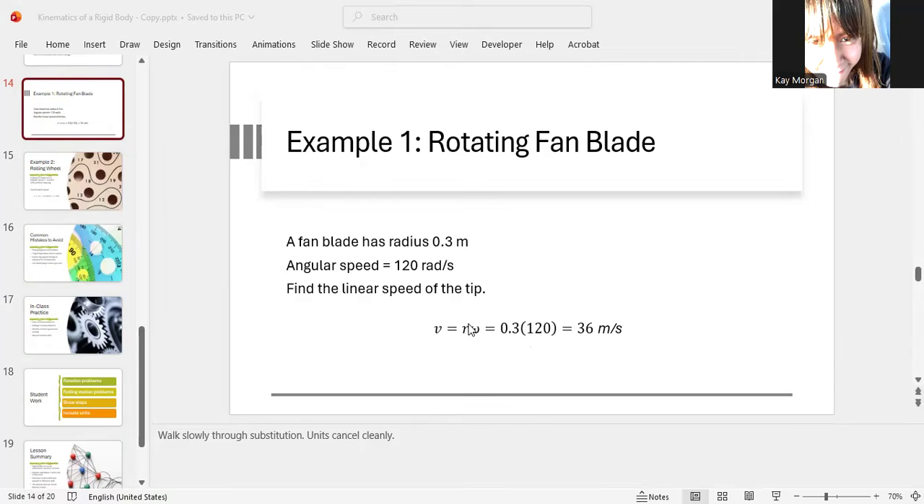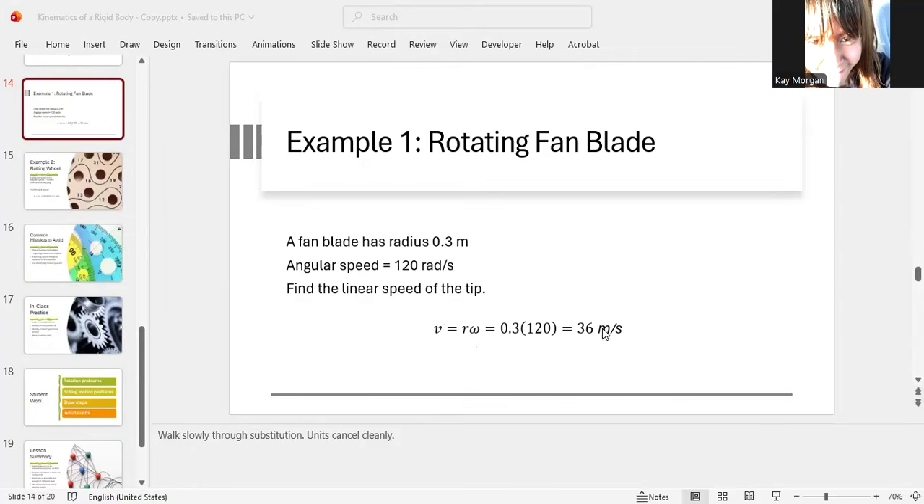So the fan has an angular speed of 120 radians per second. We can now calculate the linear speed of the tip of the blade, at that point 0.3 meters away from the axis. Since this is a rotating object, we want the linear speed of a point at a distance from the center, and we use this equation, v = r times omega. Radius 0.3, omega 120, calculate, and you end up with 36 meters per second.